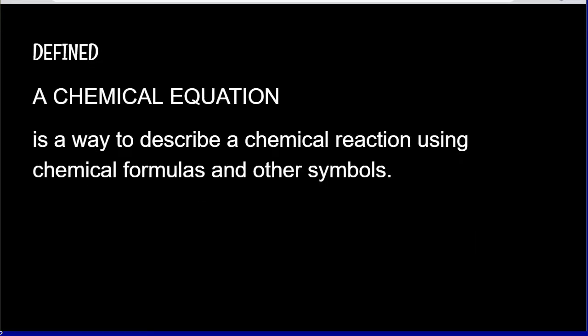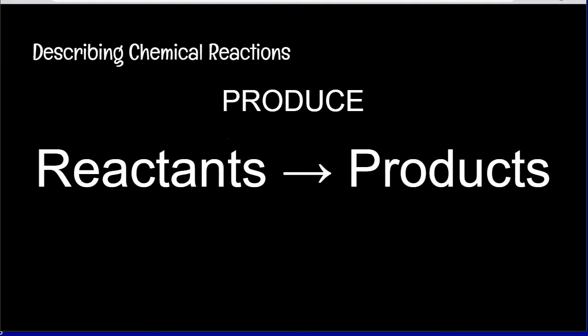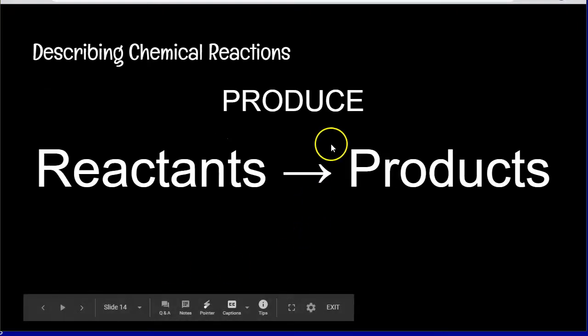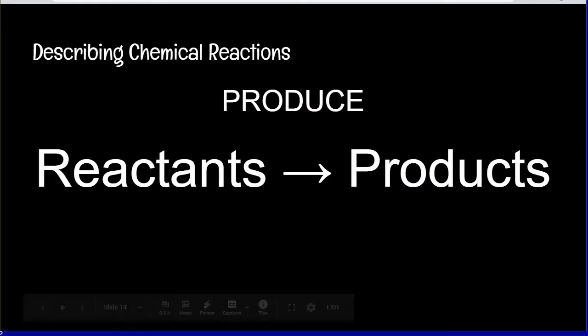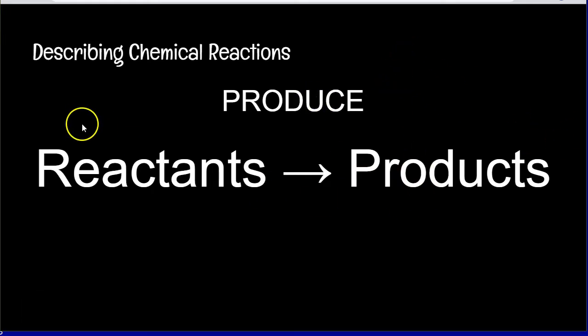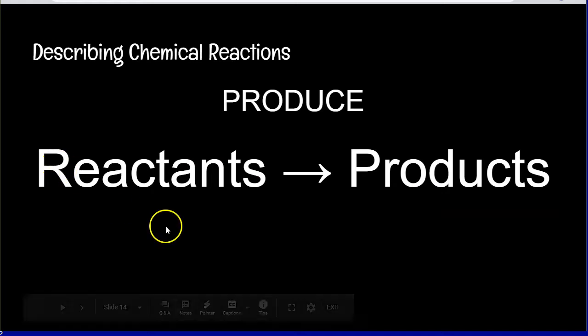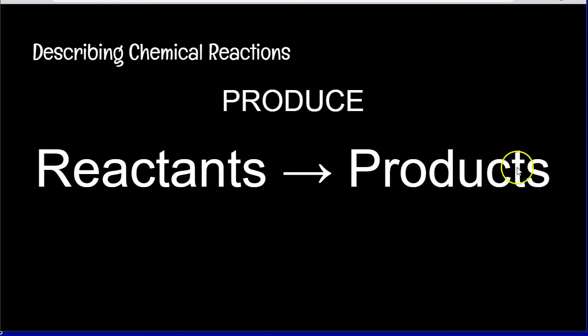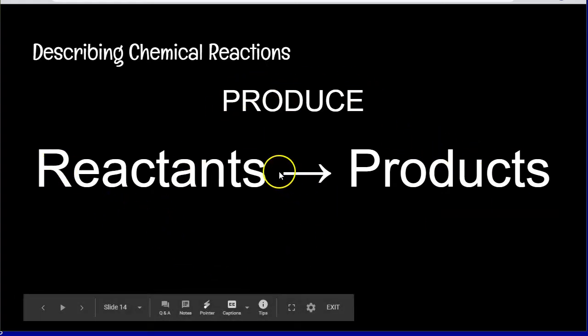So here's another definition for you to think about. A chemical equation is a way to describe a chemical reaction using chemical formulas and other symbols. When you are looking at chemical reactions, you will see this little arrow in the center, and this arrow means produce or form, or produces or forms. And in this case, you have reactants that produce products. So reactants are on the left side of the arrow or opposite the arrowhead. The products are on the right side of the arrow, or the side that the arrow points to.